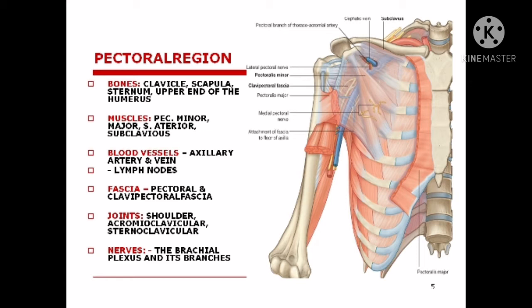The fascia are pectoral fascia, clavipectoral fascia. The joints are the shoulder, acromioclavicular and the sternoclavicular joint. The nerves are the branches of the brachial plexus.